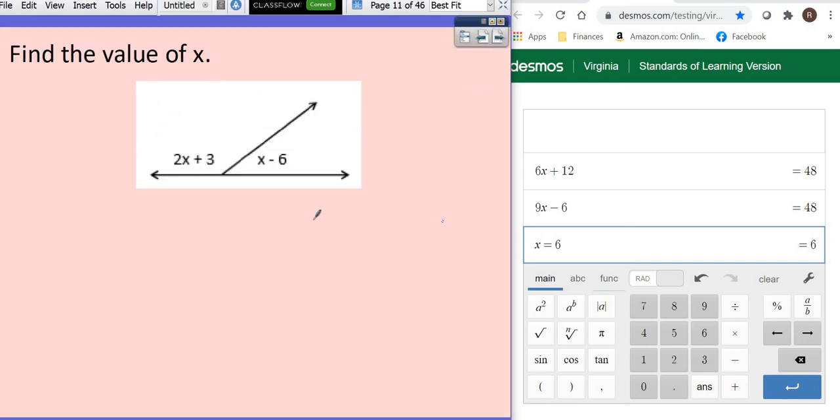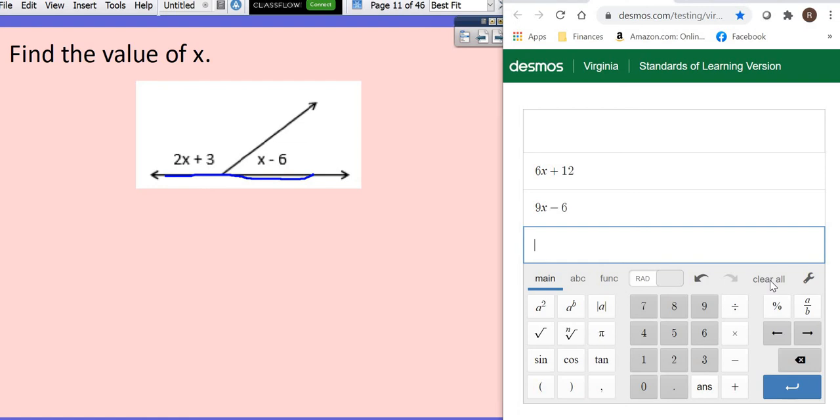Let's go on to our next one. All right, right away I can see these guys form a straight line, which means together they must equal 180. So when I know that together they have to equal 180, again, I'm going to use my calculator to my advantage. 2x plus 3, and I'm going to add x minus 6 because I know together they have to be 180. So I'm going to plug in some numbers here. I'm going to go up pretty quickly because I need to make sure that I'm getting close to my number. You have to go in systematic order though.